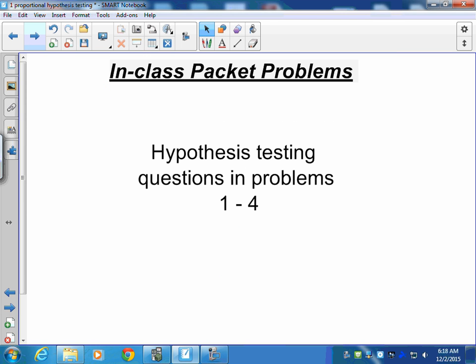Okay, now, additional practice besides your Schoology assessment, the in-class packet problems that are at the beginning of the unit, hypothesis testing questions in problems 1 through 4 are connected to today's lesson.